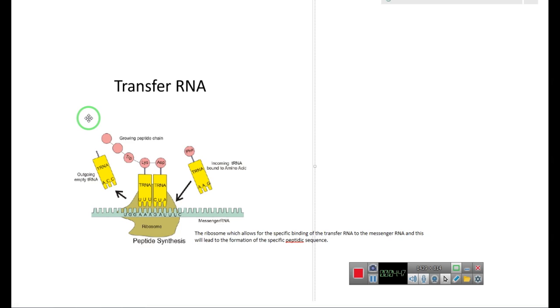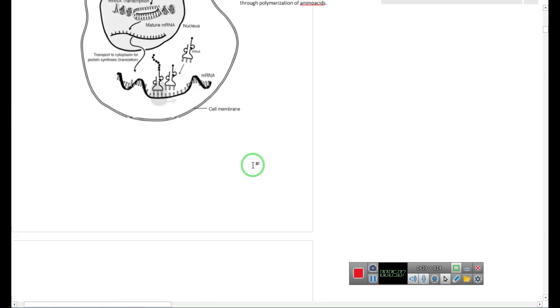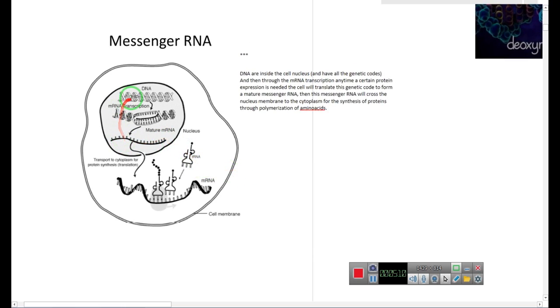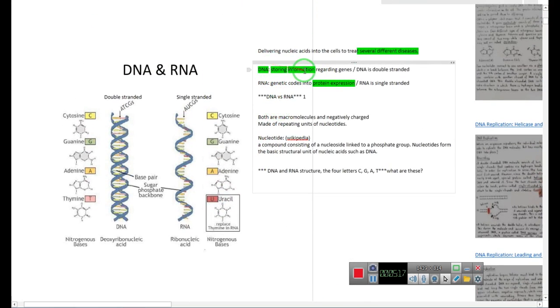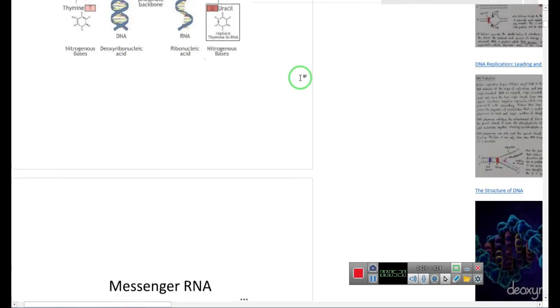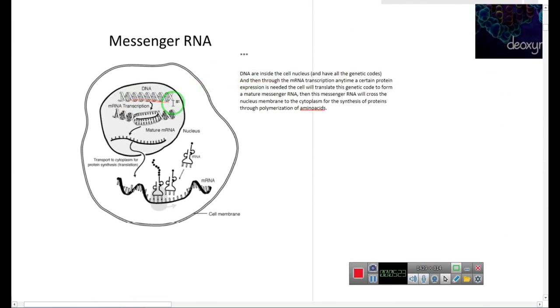But who is responsible to tell us what is this sequence? The messenger RNA is responsible for that. Where did the messenger RNA get the information about this sequence? The mRNA got the information from the DNA, and we told you that the DNA is responsible for storing the information. So it has all the genetic data of the cell inside that.